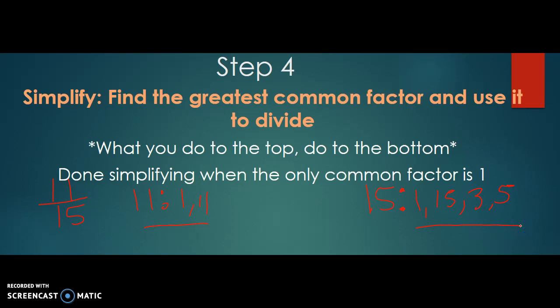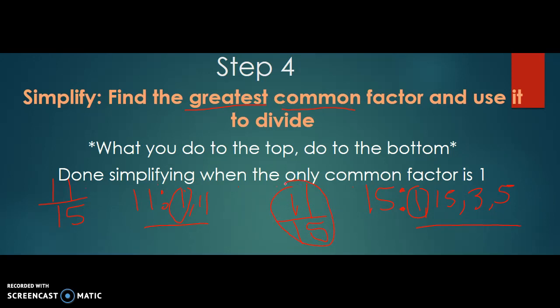So just like with the least common multiple, this time I'm looking for the greatest common factor. So greatest means the biggest, and common means the same. What number is in both lists? The only number I have in both lists is 1. So that means it's already in simplest form. You're done simplifying when the only common factor is 1. So that means I'll stay the same, and 11 over 15 is my final answer.